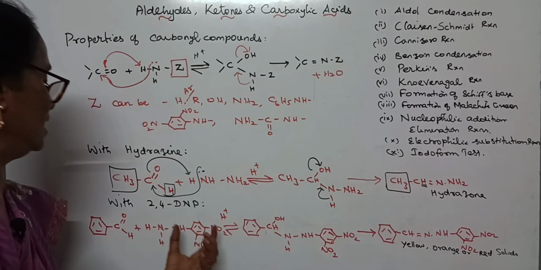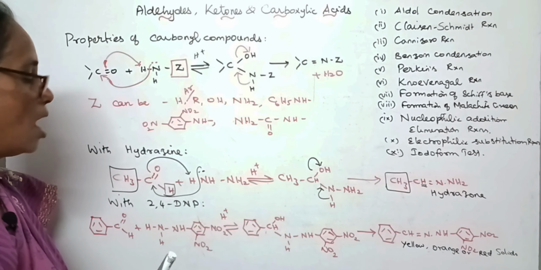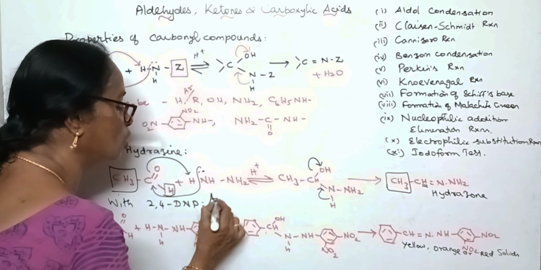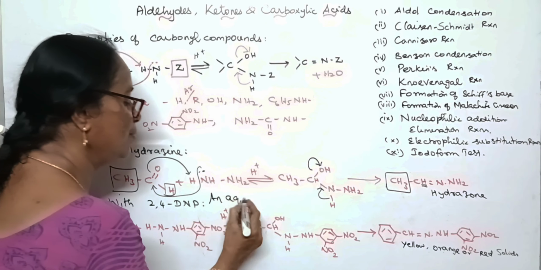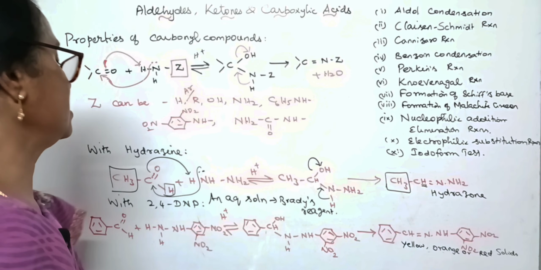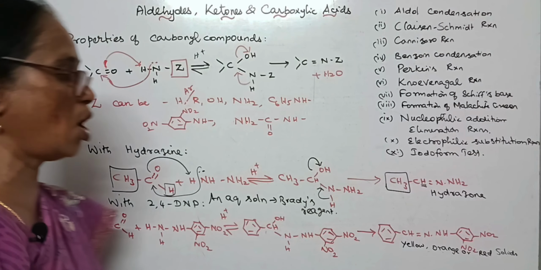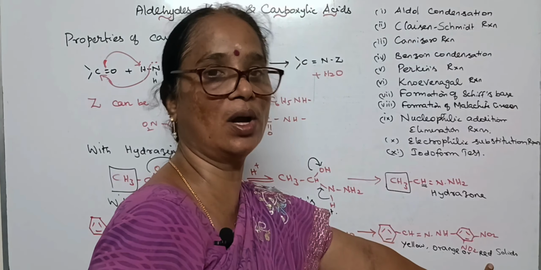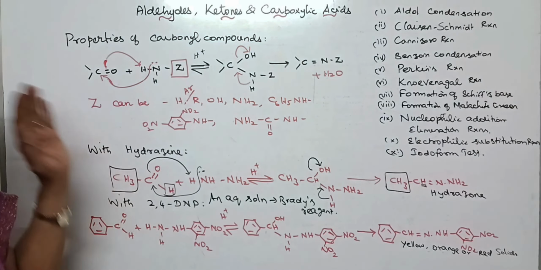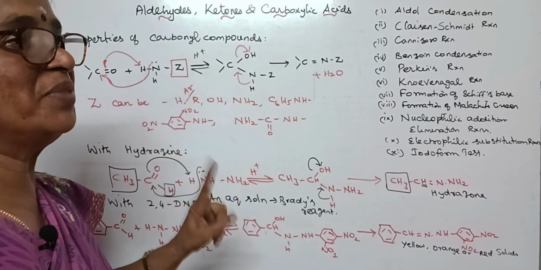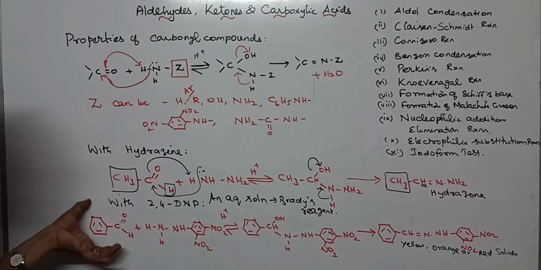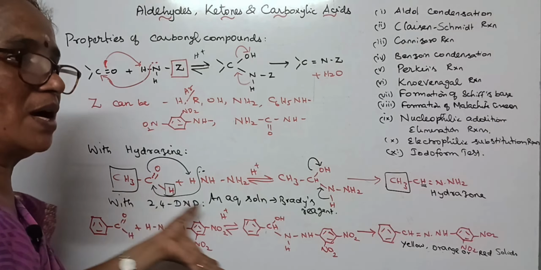This DNP reagent is also called Brady's reagent. An aqueous solution of DNP is called Brady's reagent. And when this Brady's reagent is taken with the carbonyl compound, we will get such colored solids as a precipitate. And these precipitates have a sharp melting point. From the difference of the melting point, we can identify what kind of carbonyl compound is taken for the reaction.